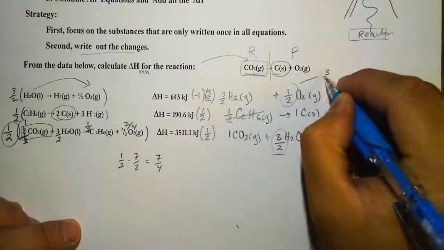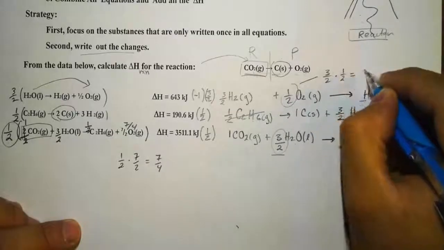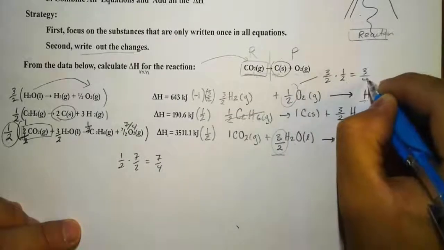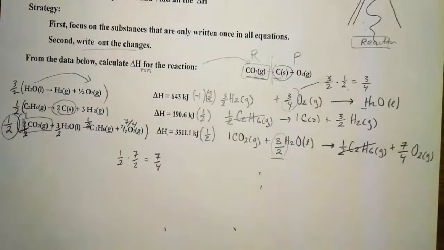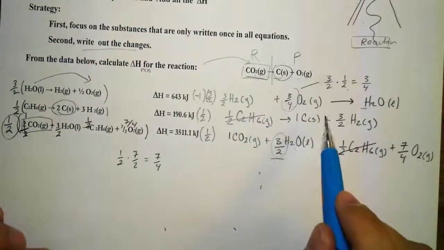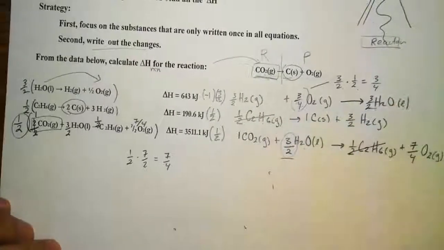Okay, so 3/2 times 1/2 gives us what? That's 3 times 1, which gives us 3. What's 2 times 2? That gives us 4. So now what we have here is going to be 3/4. Okay, see how that worked? And then what do we have? Of course, this is going to be 3/2 over 2.